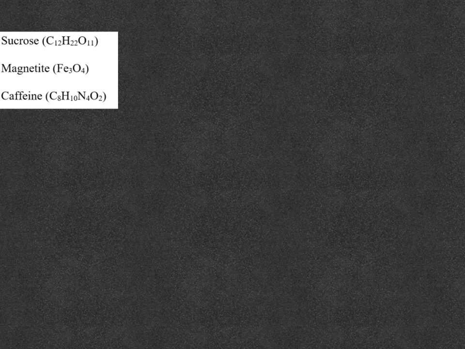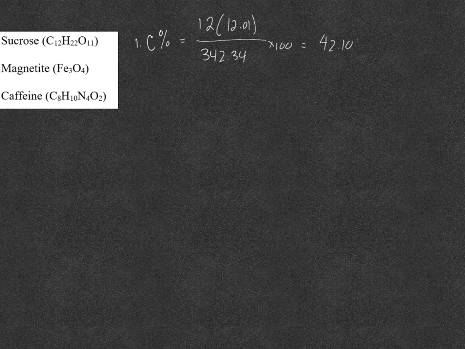Okay, percent composition. So in order to do a percent composition, you do the mass of the individual element divided by the total mass multiplied times 100. So sucrose, there are 3 elements. We need 3 percent compositions. So the percent carbon is going to be 12 times 12.01 because that's the mass of your carbon from the periodic table. The molar mass of C12H22O11 is 342.34 multiplied times 100, and I get 42.10%.